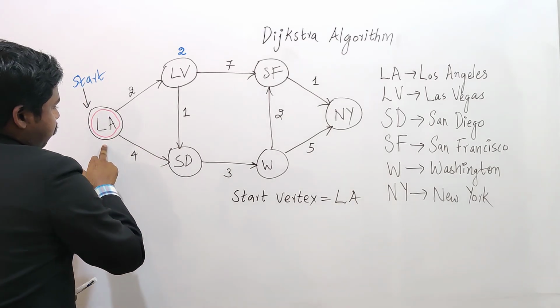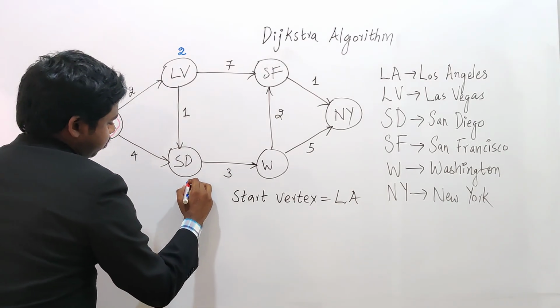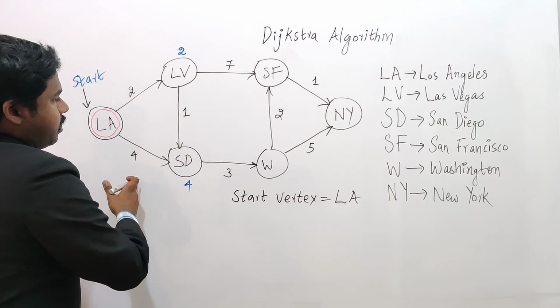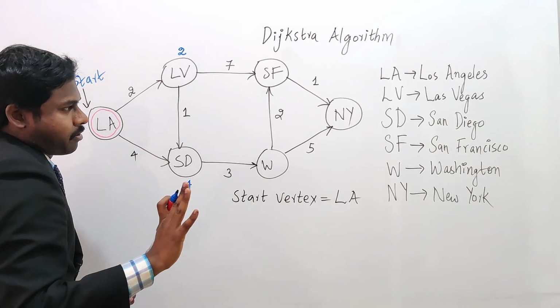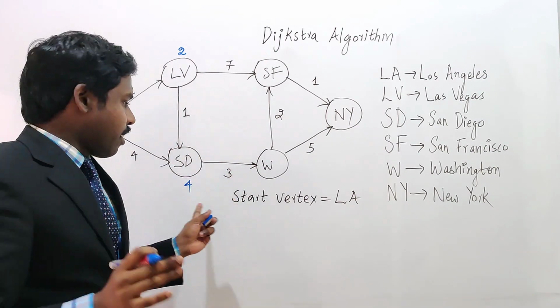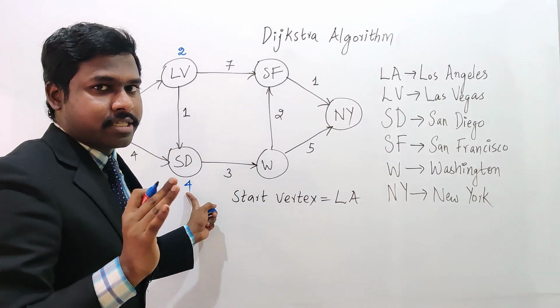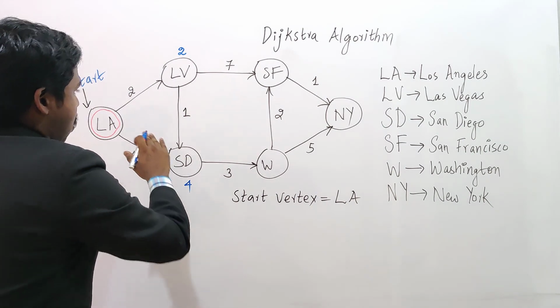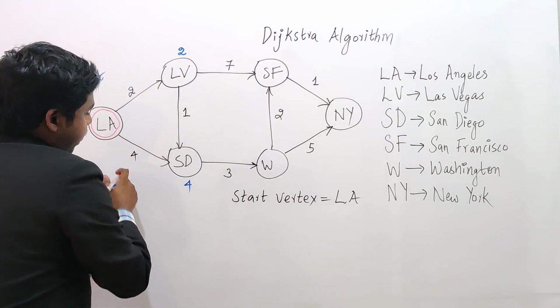So if I'm going to go to San Diego, then I have to take what? 4. So that's the same distance I'm writing here. I'm using a different notation because everything revolves around this distance. This final distance will be the shortest distance. And so this is 2 right now, and this is 4.